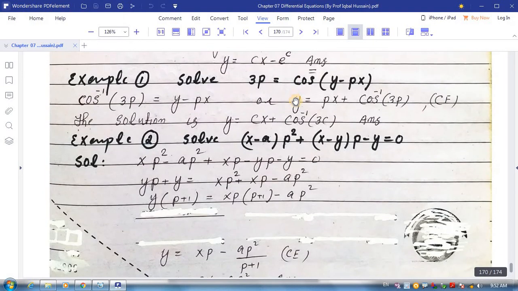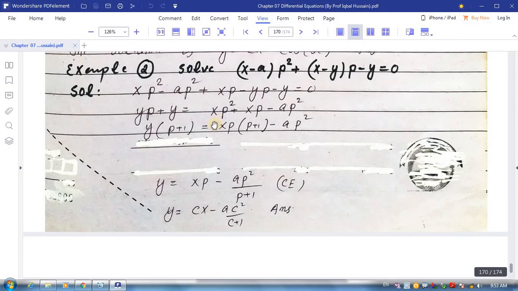Let's see another example. This is another question. Simplifying, this cos will be here, so cos inverse 3p is equal to y minus px. Simplifying, y will be equal to px. Transposing this term to the left side, we get y is equal to px plus cos inverse 3p. This is Clairaut's equation. The solution is y is equal to cx plus cos inverse 3c. Replace p by c and get the general solution.